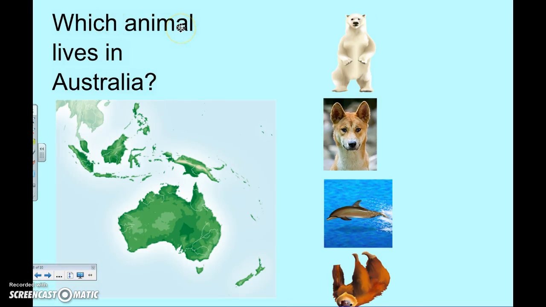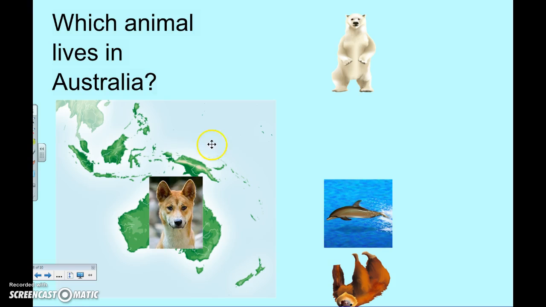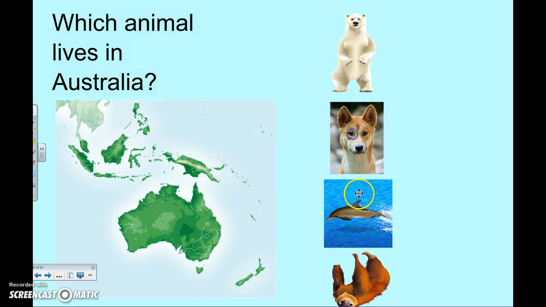Next, which animal lives in Australia? If we remember that Australia was the desert. So let me think. I know that the fox lives in the desert. And what was the animal that also lived in the desert? It was just like the fox. Thinking it would be a dingo. And the dingo it is. Let's see if the dolphin would work too. Nope. The sloth wouldn't work either. Not the bear, so you know it has to be the dingo.